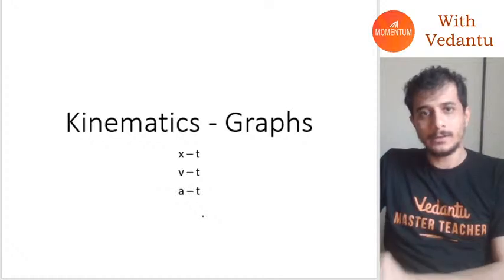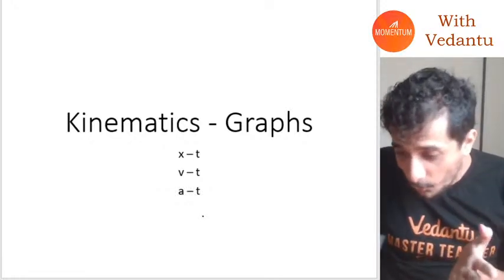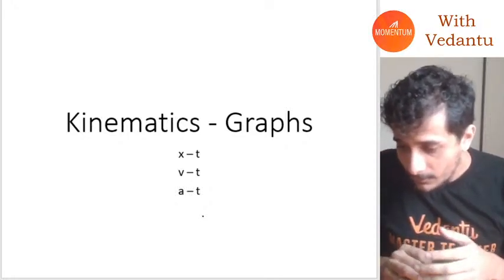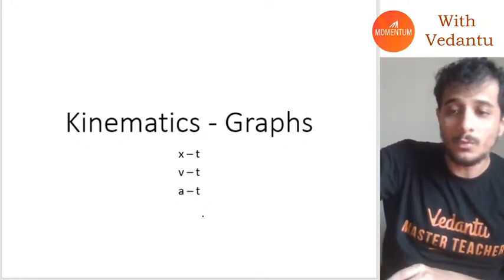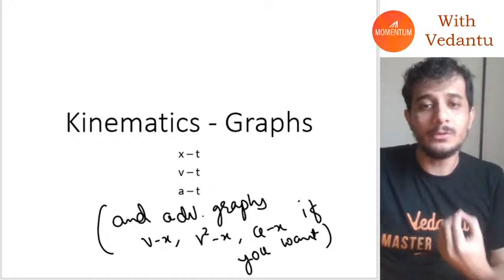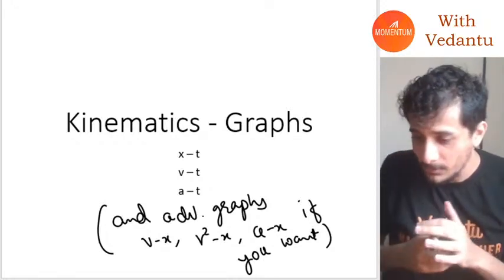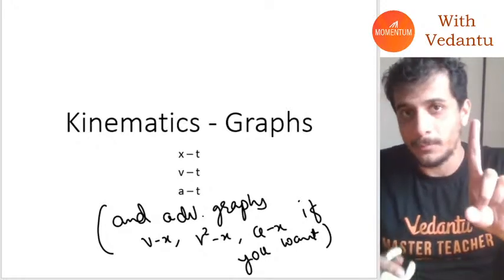So guys, today we are going to study the graphs in kinematics. There are basically three basic graphs that we are going to study, which are x-t, v-t, and a-t. If you want, we can also go one step further and do advanced graphs: v-x, v squared-x, and a-x. If you want me to take a class on integration, you should tell me that too. I will probably take it.